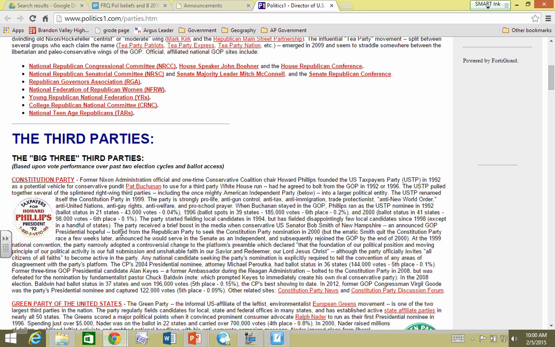The Constitution Party is one, and it gives you some history behind the Constitution Party. And if you read some of this, you'll realize they're a fairly conservative party. South Dakota has a chapter of the Constitution Party here. In the last presidential election, somebody ran for president under the Constitution Party in South Dakota.